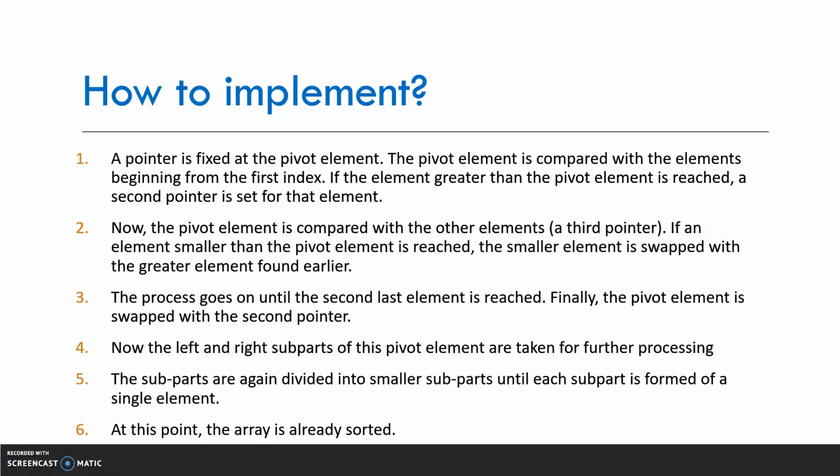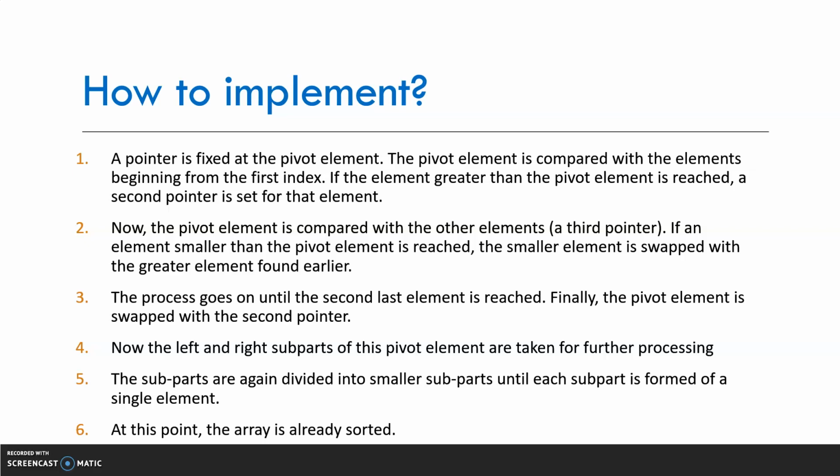So for the program, a pointer is fixed at the pivot element. The pivot element is compared with the elements beginning from the first index. If an element greater than the pivot element is reached, a second pointer is set for that element. Next, the pivot element is compared with the other elements, and we take a third pointer. If an element smaller than the pivot element is reached, the smaller element is swapped with the greater element found earlier. Next, the process goes on until the second last element is reached. Finally, the pivot element is swapped with the second pointer.